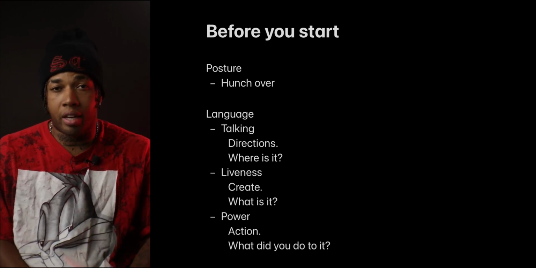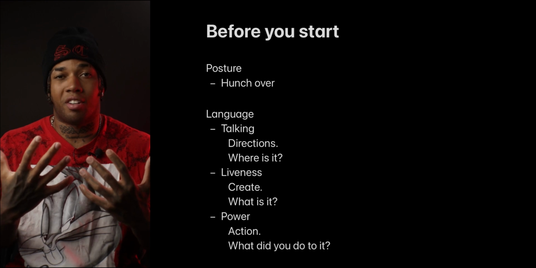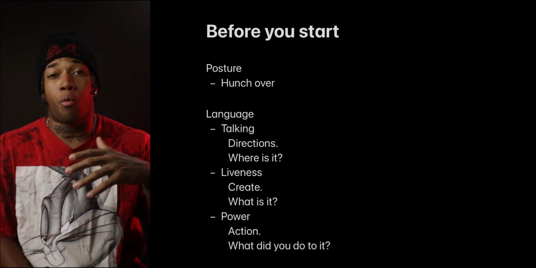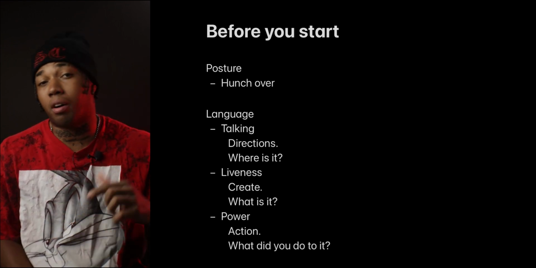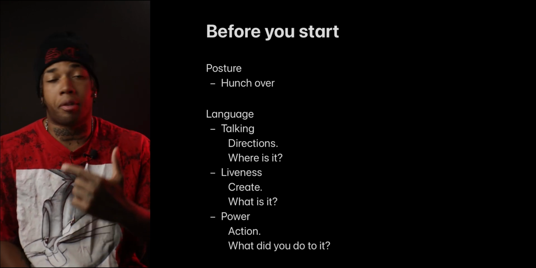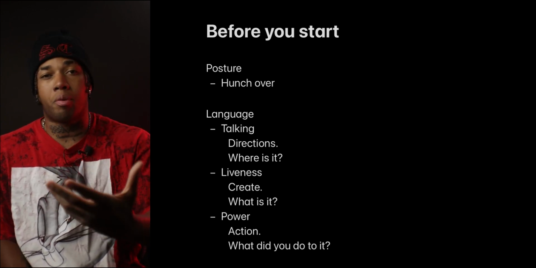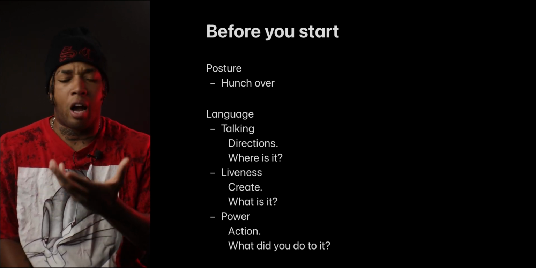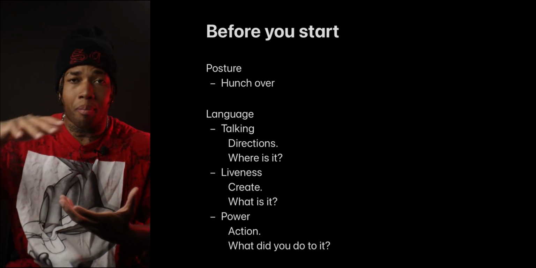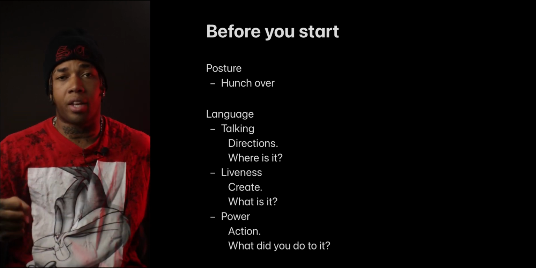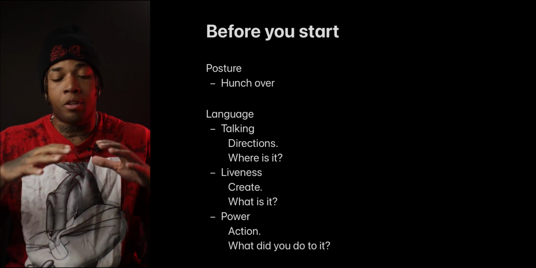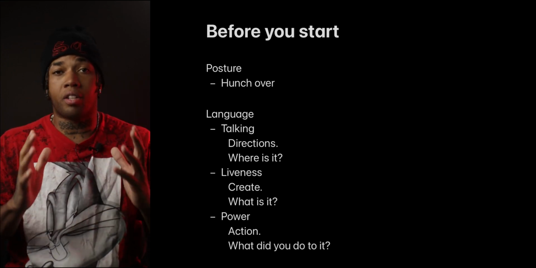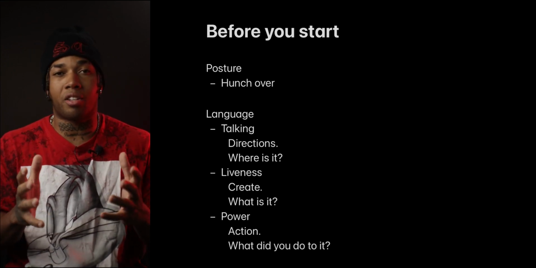Speaking on the creativity side of things, the next is our liveness. This is how we discuss what it is that we're working with. Now, we've told people where, we're giving them the direction, but now we can tell people exactly what it is that we're using. How heavy is it? Is there a shape to it? Is there a specific way that you have to hold or carry it? These are the things that you get to tell people. What is it that you're using? What is it that is in your hands?